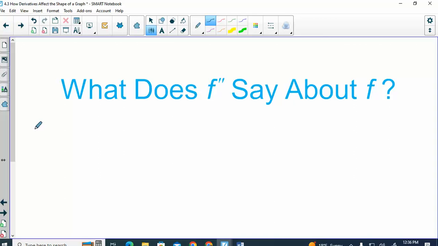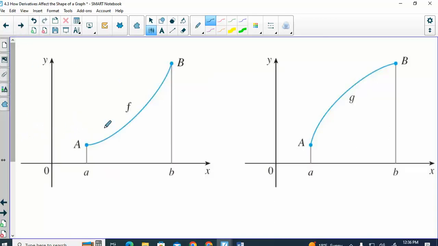Alright, next thing I want to talk about, the second derivative. If we look at a function, we know that the first derivative tells us if this is increasing or decreasing. The second derivative gives us the concavity, or the curvature of our graph. So this graph is what we call concave up. It is curving upwards. Think of it as a bowl. A bowl would hold water. It's concave up. This one is curved downward.